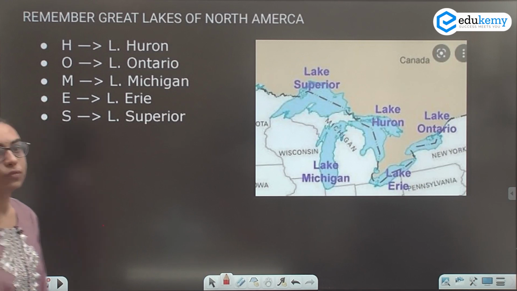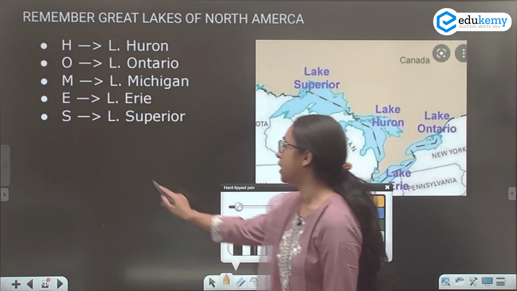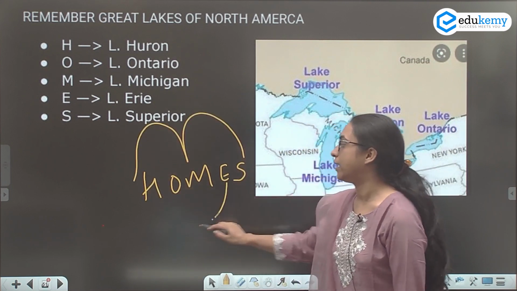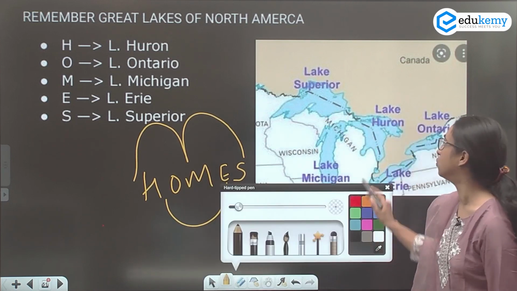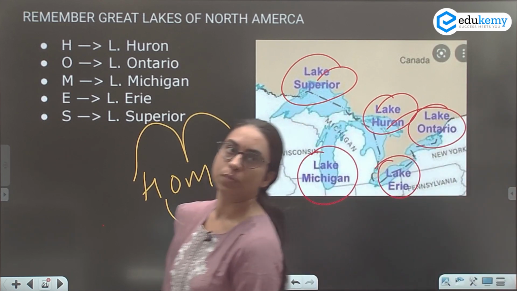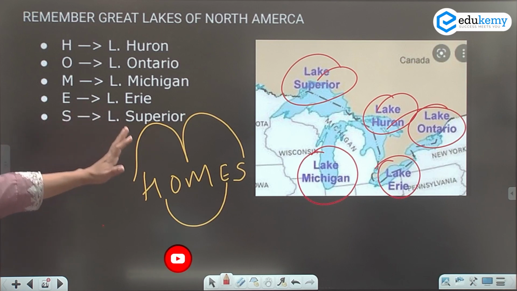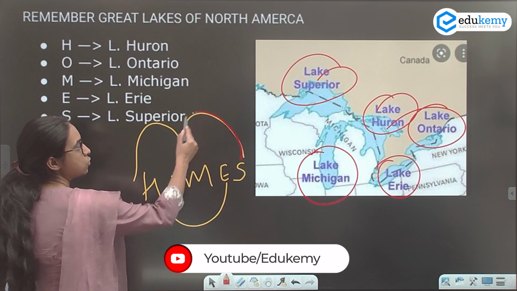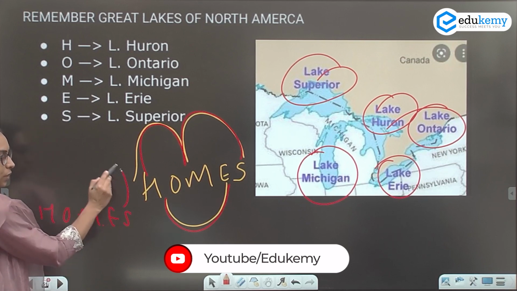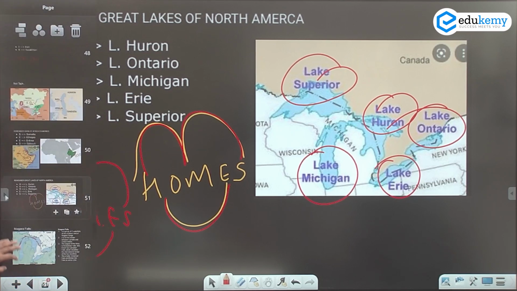We already know the Great Lakes of North America. It is HOMES, H-O-M-E-S, because these are your homes. Superior, Michigan, Huron, Erie and Ontario. I am saying this west to east. How do I remember this? You jump from S to M to H, and from E to O. Superior to Michigan, Michigan to Huron, Erie to Ontario. These are the Great Lakes of North America.